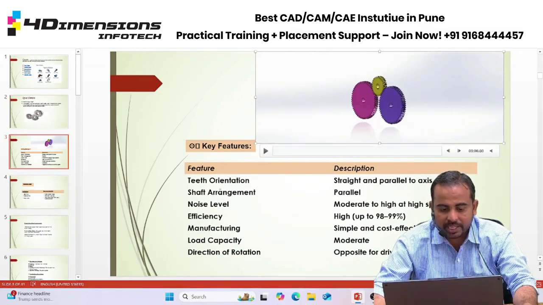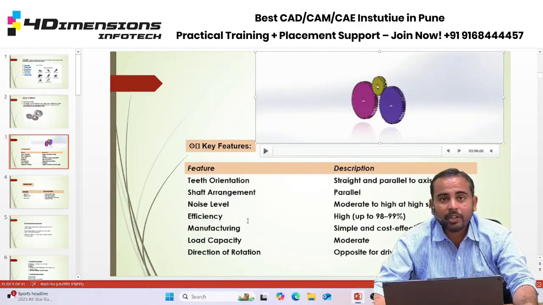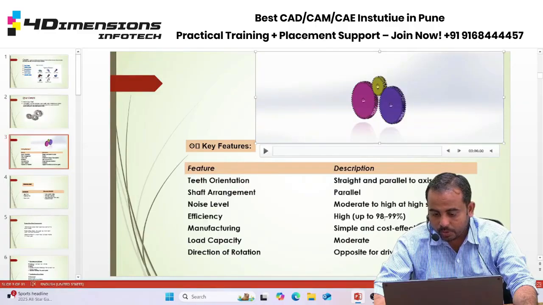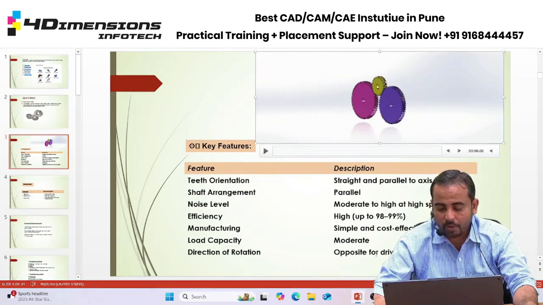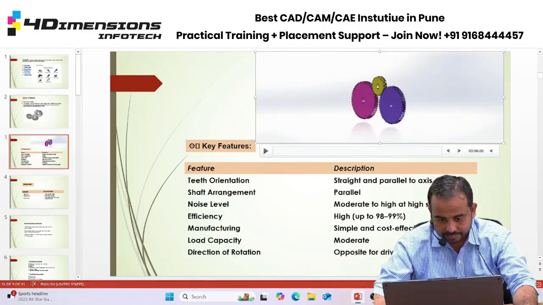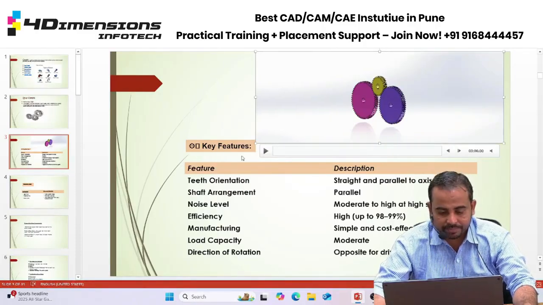The key features of these gears are as follows. Teeth orientation: the teeth are straight and parallel to the axis. Shaft arrangement: the shafts are always arranged in parallel. The noise level while working with this gear is moderate to high at high speeds. Efficiency is high, up to 98 to 99%. The manufacturing is simple and cost effective. The load capacity for this gear is moderate. The direction of rotation is opposite for the driver and driven gear. So these were the key features of the spur gear.